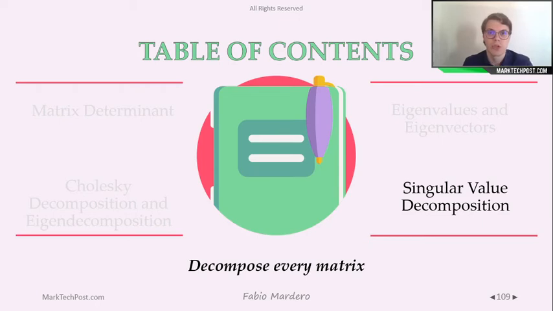In the previous section, we have seen how we can decompose a square matrix into triangular matrices with the Cholesky decomposition, or into a diagonal matrix using Eigendecomposition. In this last section, we will see how we can decompose every matrix, whatever shape it has.